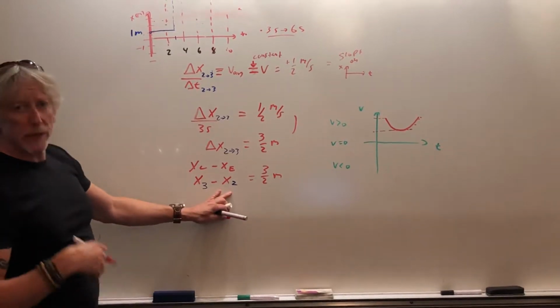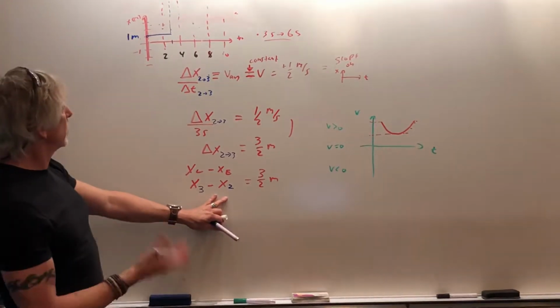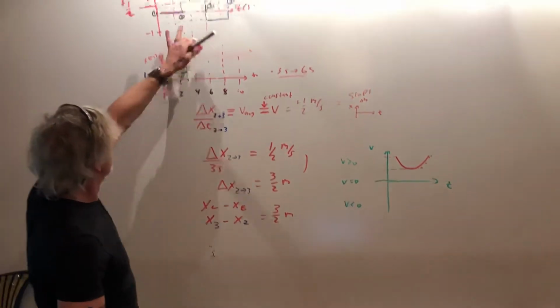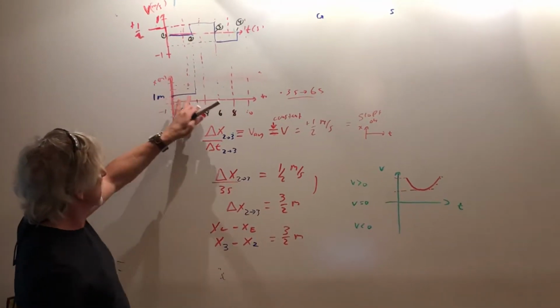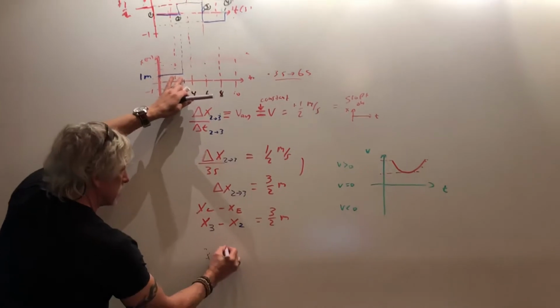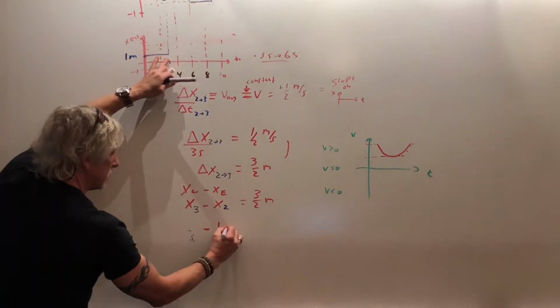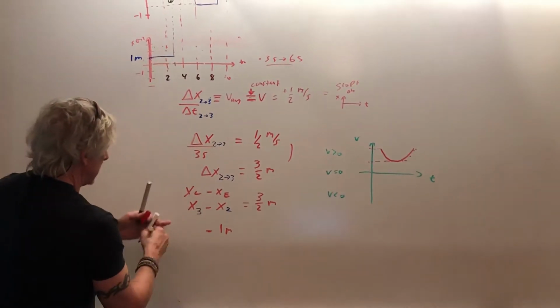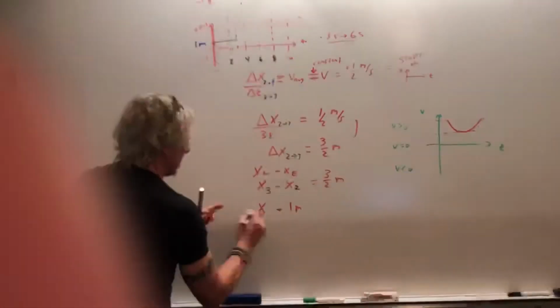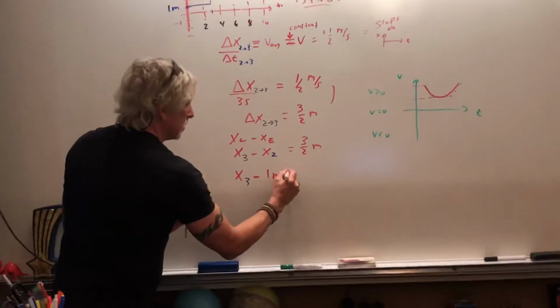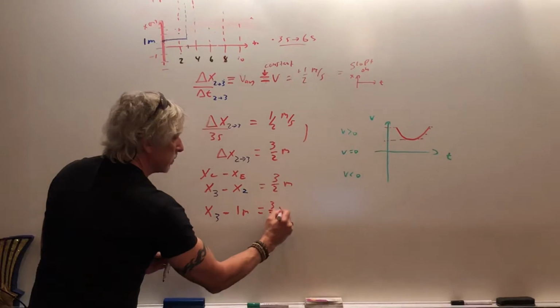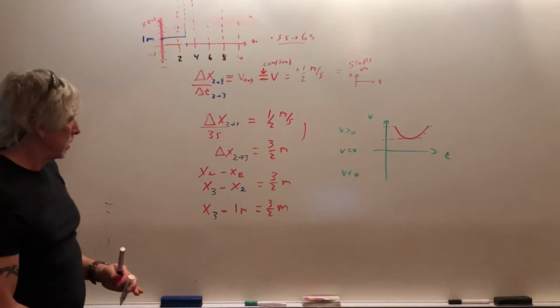What else do I know? That's what I keep asking myself. What do I know? x2, oh, it stays at 1 meter. So x2 is 1 meter. And I've still got x3 hanging out here. I don't know what I'm doing. I'm just moving the puzzle pieces around.